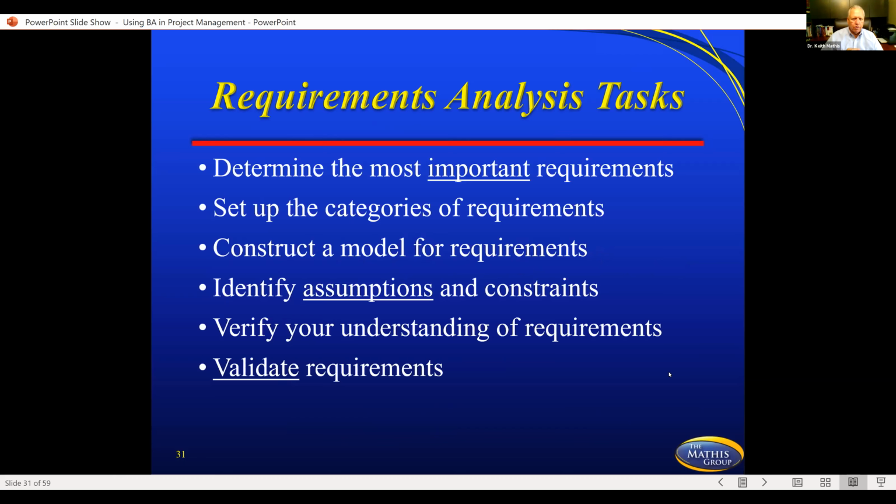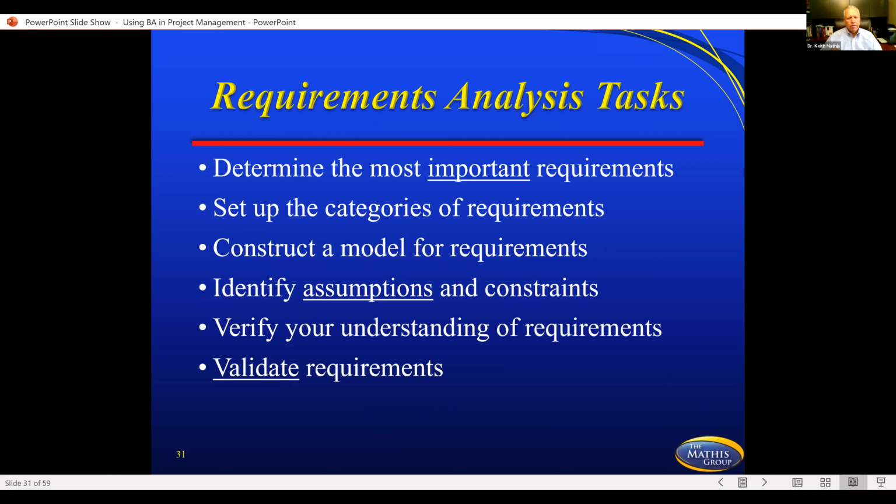So the requirements analysis task would include this: determine the most important requirements. Why? Because in many projects, you'll have a pot of requirements, and there are certain things that absolutely have to be there, and certain things that would be nice to have. And we've got to know the difference, because in most projects, we run out of money. We can run out of money before we get all the nice things that somebody wants, but we want to make sure we've gotten those key important things that they have to have.